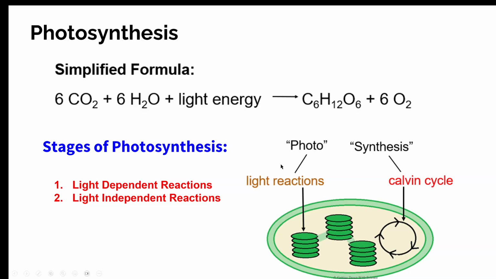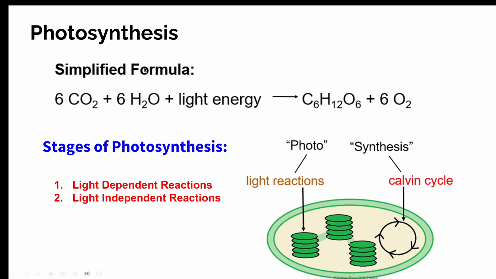The first stage is going to be the light dependent reactions. And the light dependent reactions occur inside of the chloroplast, but specifically across the membrane of the thylakoids. So if you remember, the inside of the thylakoid is the lumen, the outside of the thylakoid is the stroma, and the difference between the two across that membrane is where that light reaction is going to occur. And this is what I call the photo part of photosynthesis, because light is absolutely necessary in order for those reactions to happen. And that's kind of like the first part.